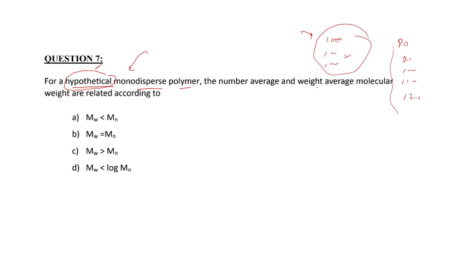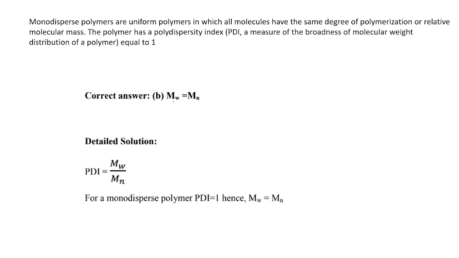So the number average and weight average molecular weights are related according to this. If it is hypothetical monodisperse, then the number average and weight average will be the same because it is monodisperse, no change is there. So Mw will be equal to Mn. Here it is written: monodisperse polymers are uniform polymers in which all molecules have the same degree of polymerization or relative molecular mass.